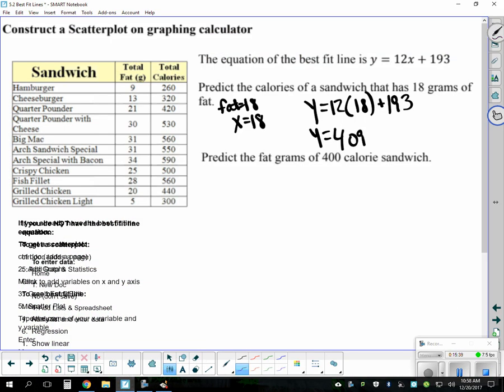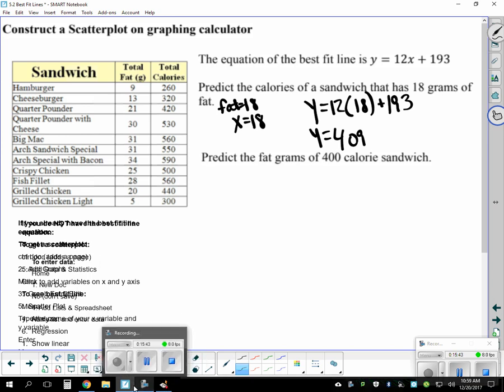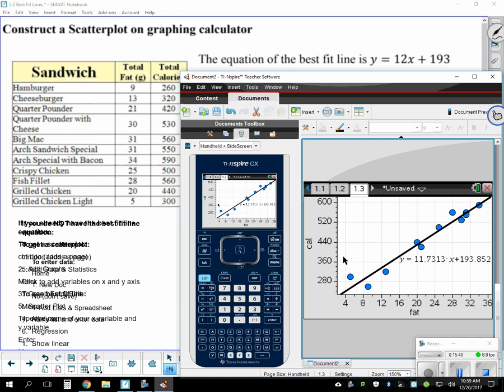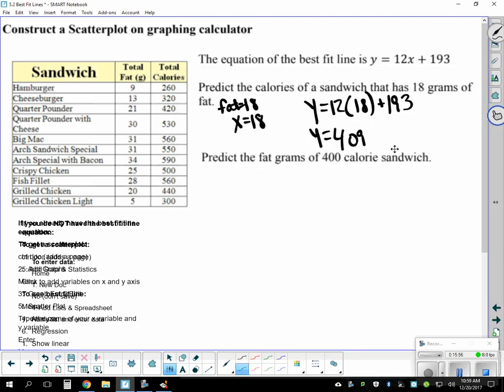How did that stack up with our graph over here? I don't remember what we said it was. So when I was looking at this one, we came up with about 380. So a little bit off, but not far off considering what you're working with. Make sure you label 409 calories. Okay, predict the fat grams of a 400 calorie sandwich.